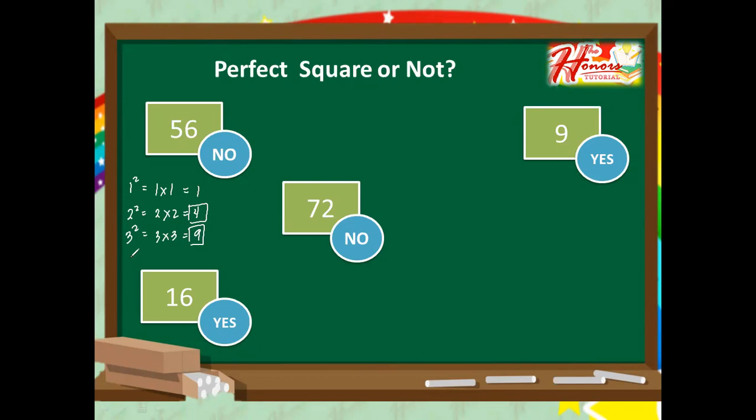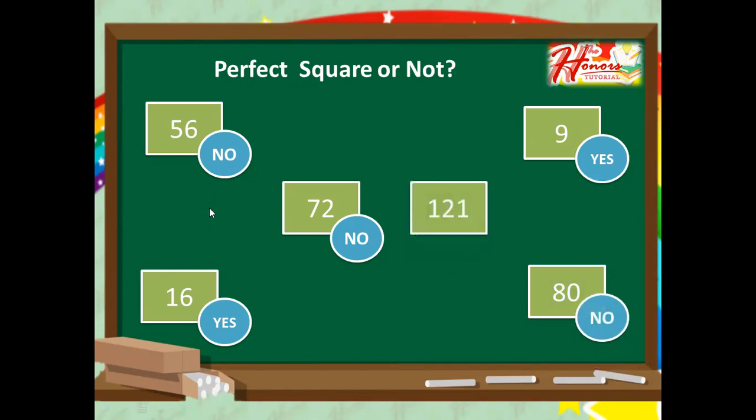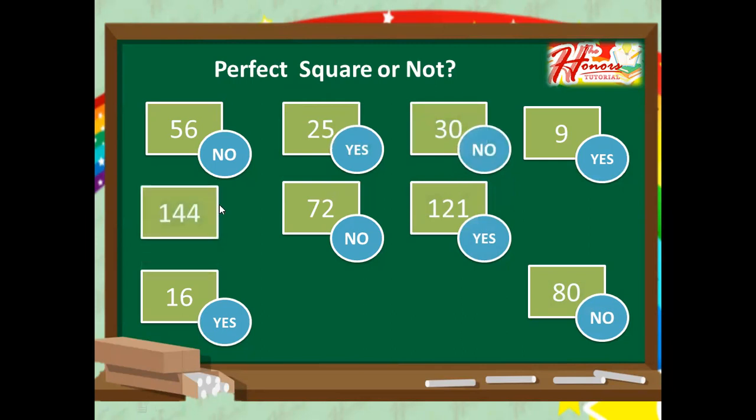And for 16, same process. When 4 is raised to 2, meaning 4 times 4, that is equal to 16. So 16 is a perfect square number. Next, how about 80? Is it a perfect square number? No, it's not. Next, how about 121? Yes, it is. Next, 25. Yes. 30. No, it's not. 144. Yes.